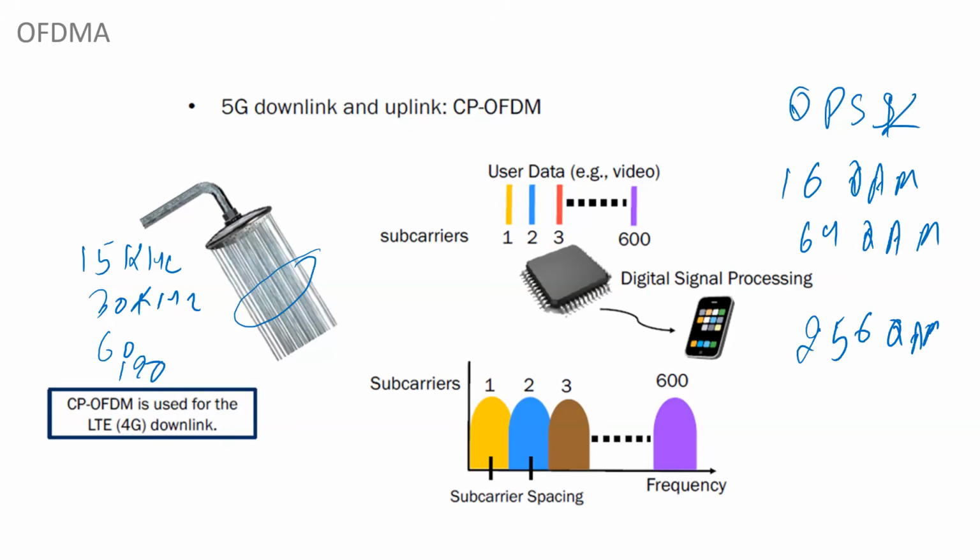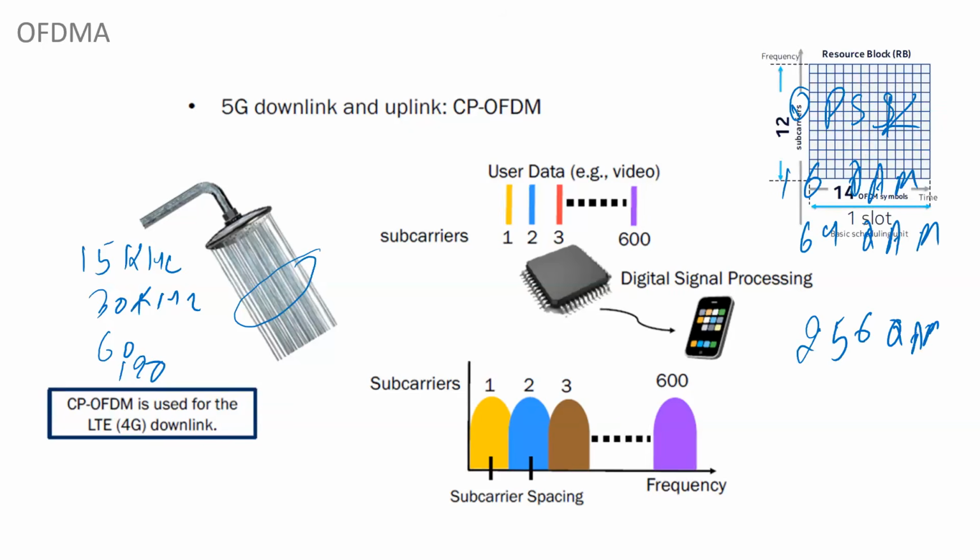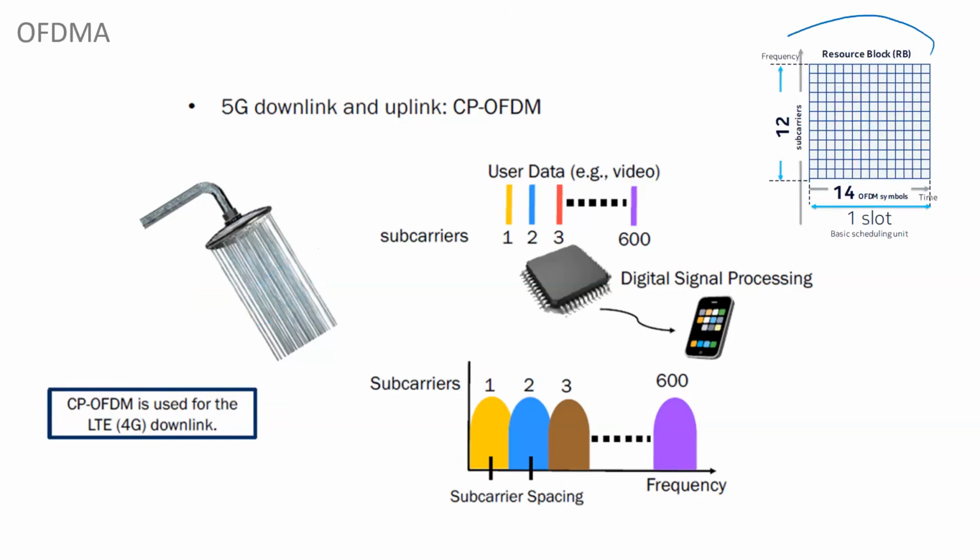In OFDMA, users are allocated what you call a resource block. The resource blocks are comprised of 12 subcarriers per slot and 14 symbols in the time domain. Long story short, in OFDMA, each subcarrier carries a small amount of data, and the multiple subcarriers together help achieve a very high data rate.